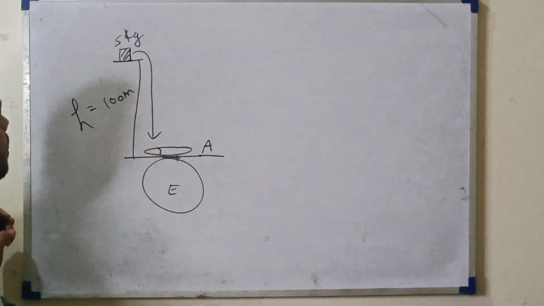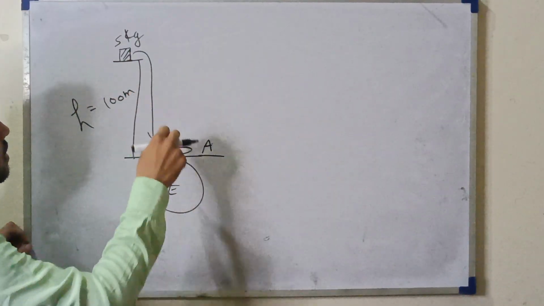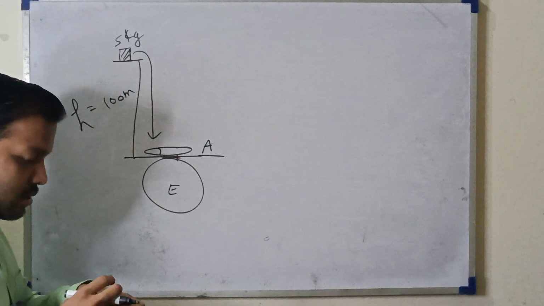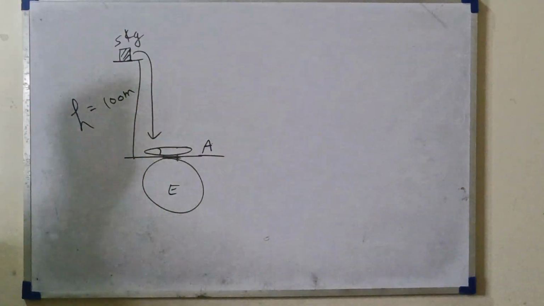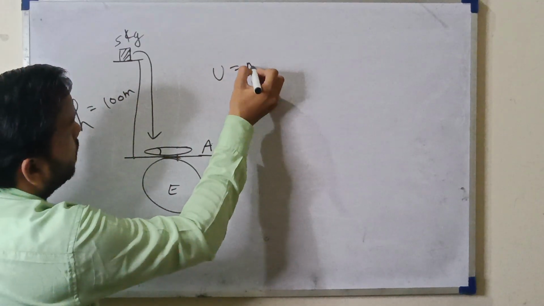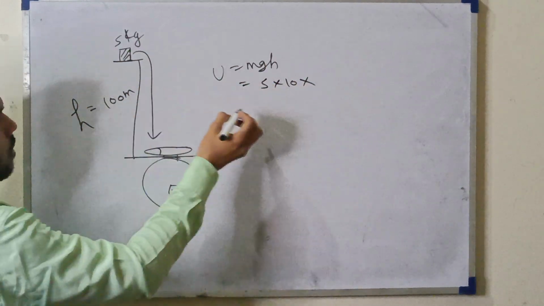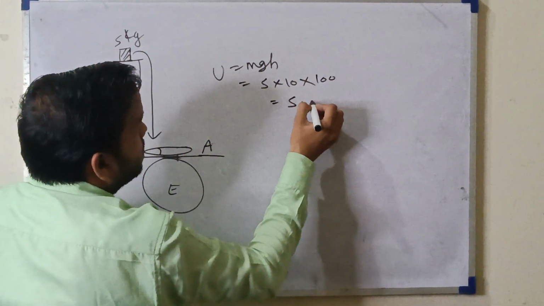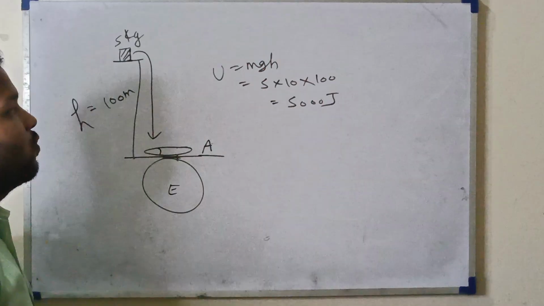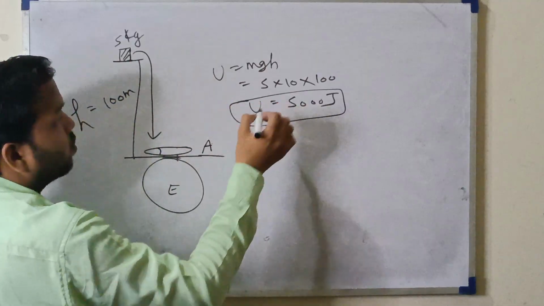Now, when this object has fallen down towards this man, this object injured the man. By how much energy? U is equal to mgh. M is 5 kg, g is suppose 10, h is equal to 100 meter. It means 5000 joule. At this point the value of U is 5000 joule.